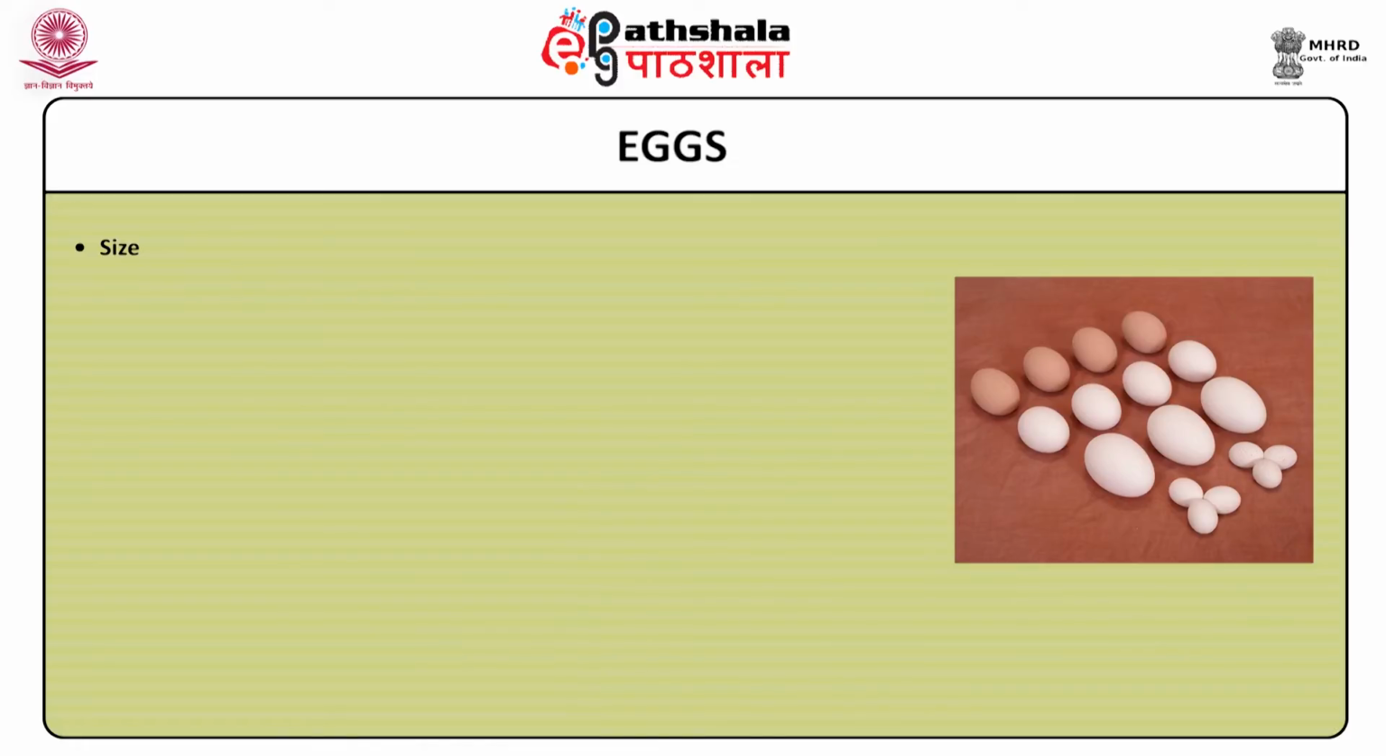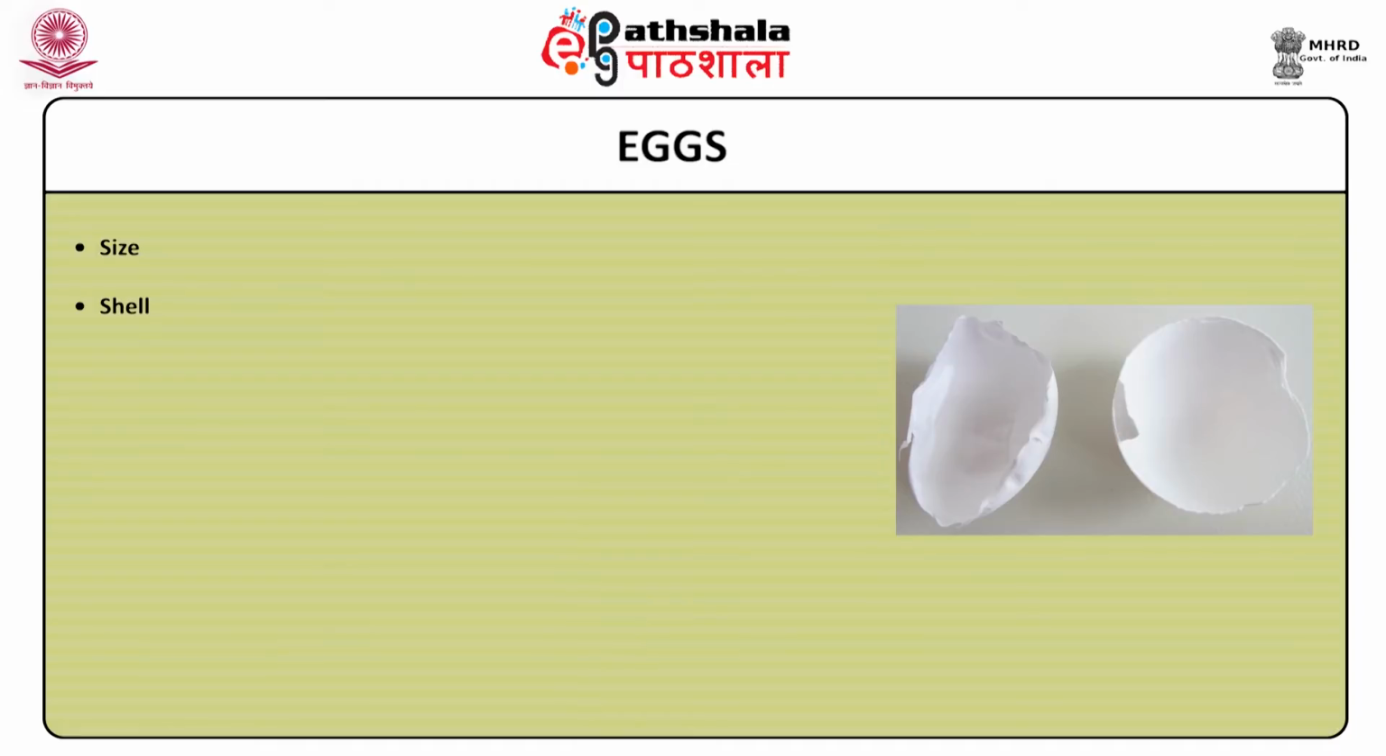The weight depends on the inheritance, stage of laying, season of laying, age, diet and health of the bird. Size does not reflect the quality. Usually, small eggs contain a higher proportion of yolk than large eggs.